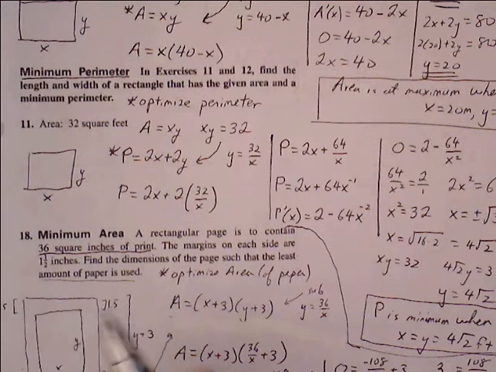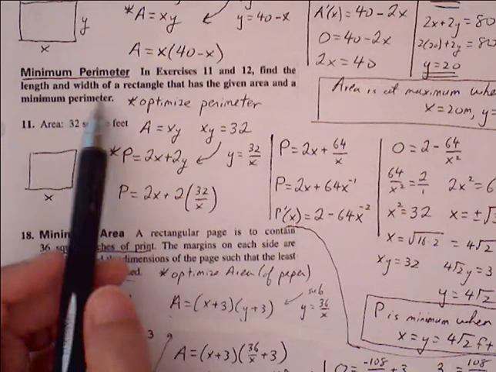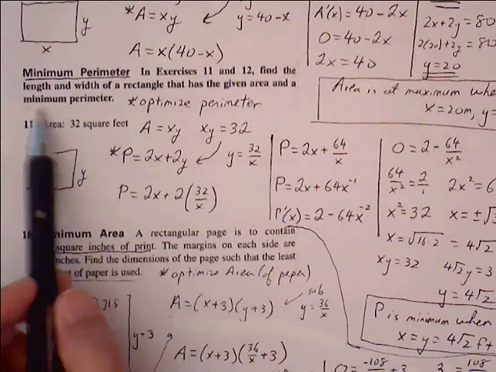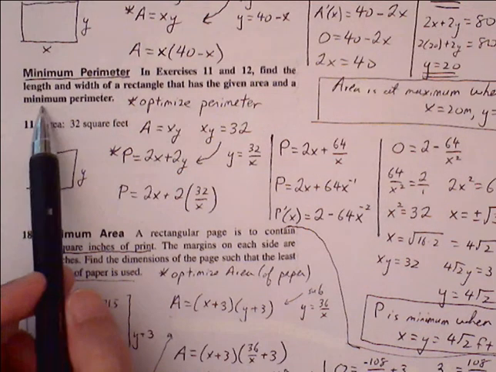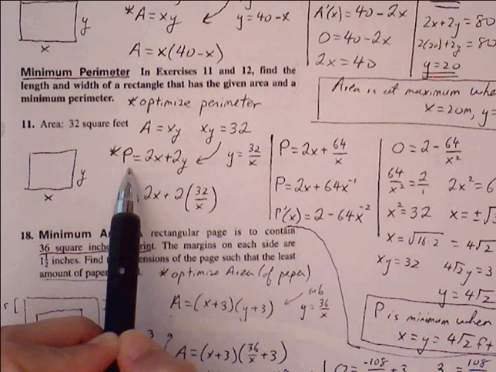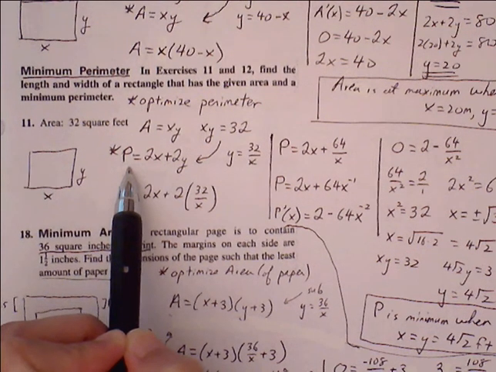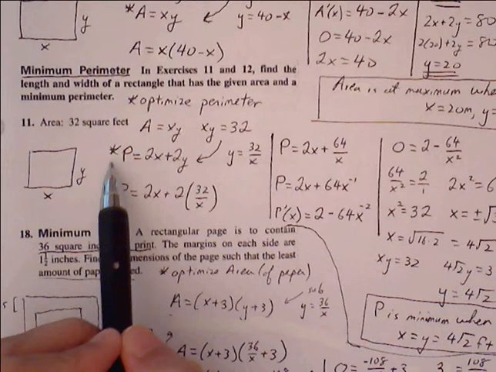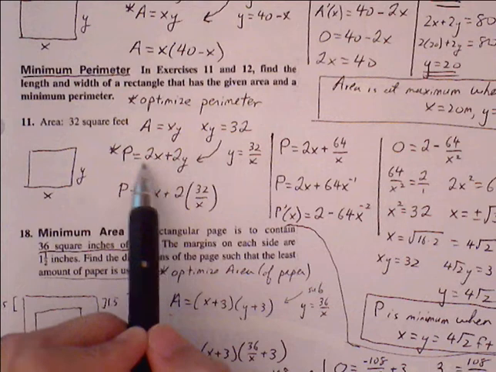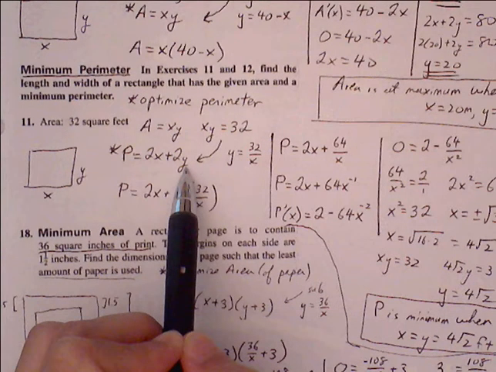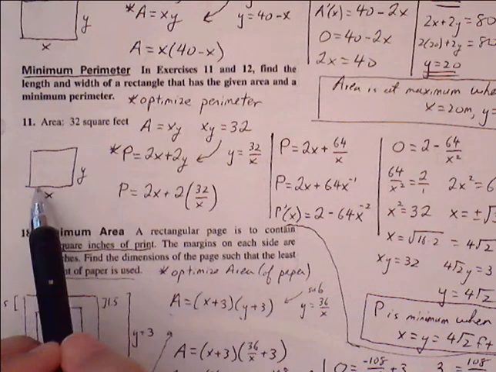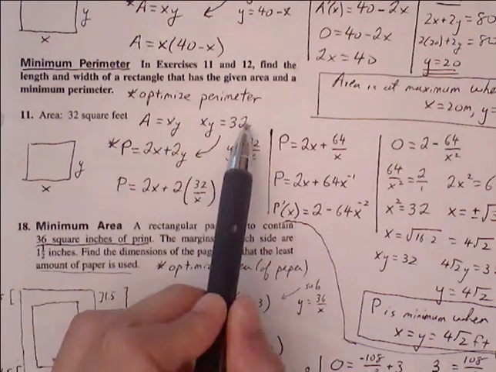For 11, we're trying to optimize perimeter. It says find the width that will give the minimum perimeter. So we're trying to optimize perimeter. So in this case, we're trying to find out what will cause P to be at a minimum. So I put a star next to P since that's the equation we're trying to work with. So P is equal to 2x plus 2y.